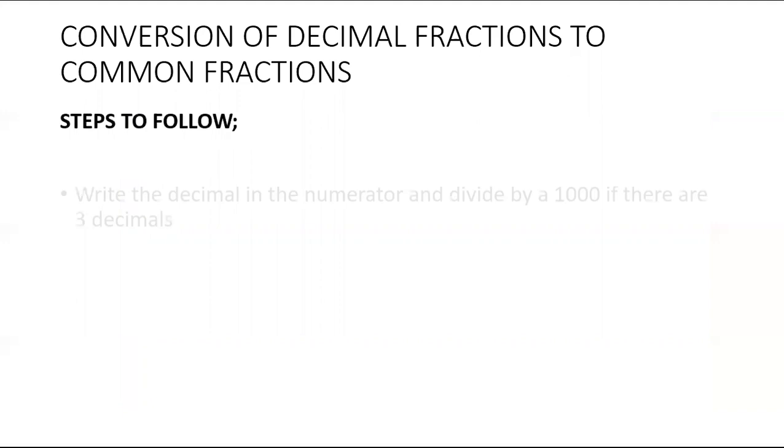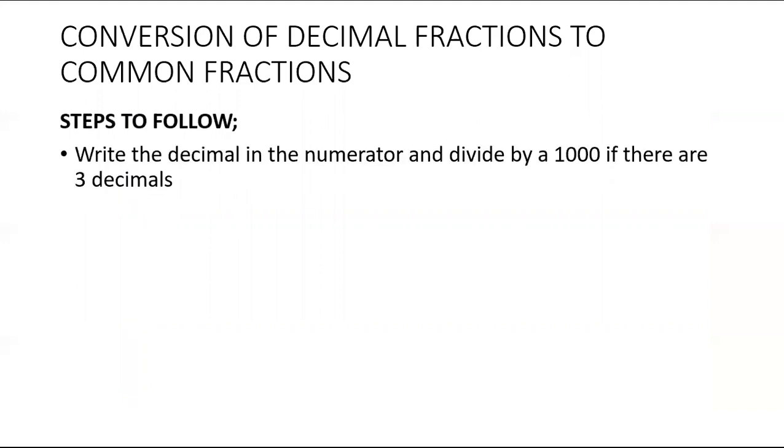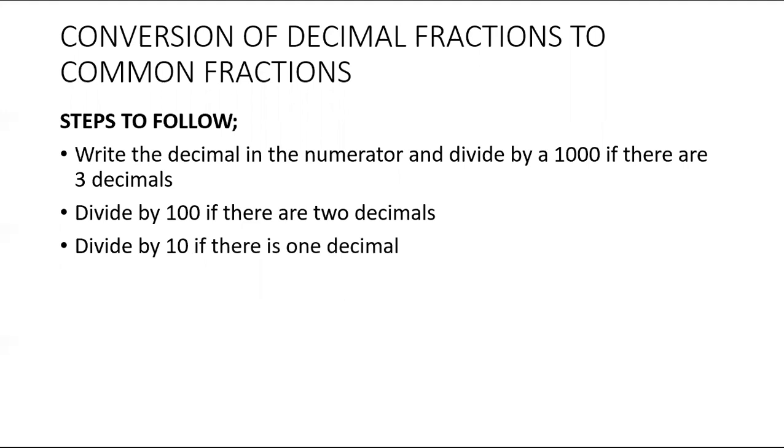We're going to be converting decimals, especially finite decimals, as well as recurring decimals. Steps to follow, especially when we're dealing with finite decimals: write the decimal in the numerator and divide by 1,000 if there are 3 decimals. If there are 2 decimals, you write the decimal in the numerator and you divide by 100. If there is only 1 decimal, you write that decimal in the numerator and you divide by 10. Let's put that into practice.